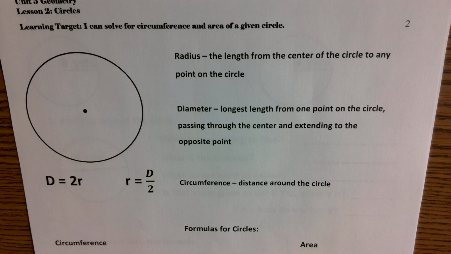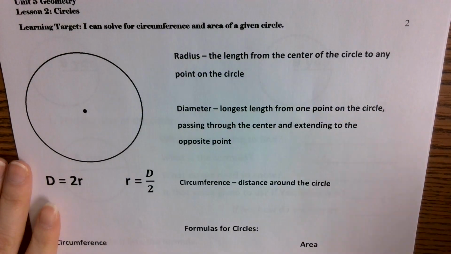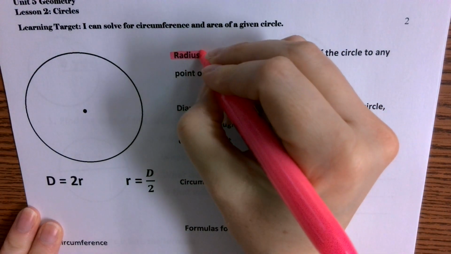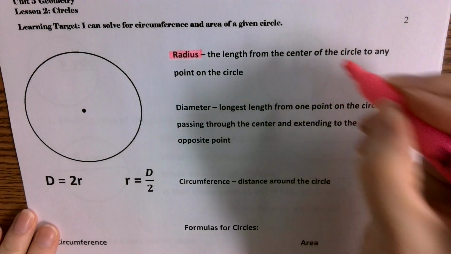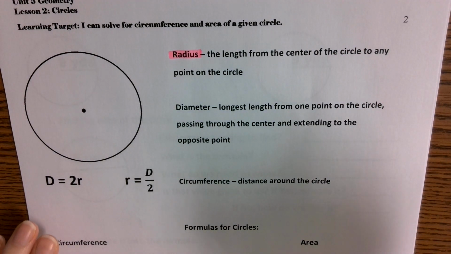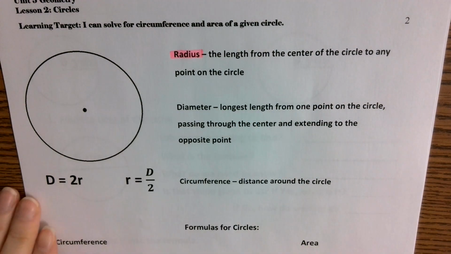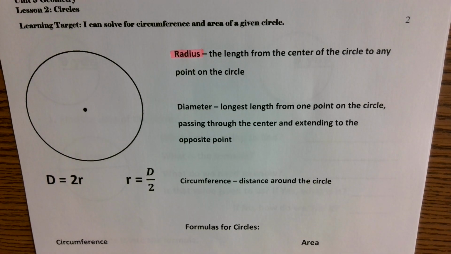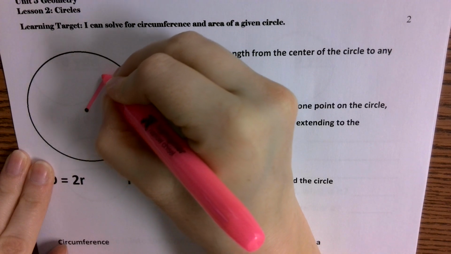So you need to have an understanding of the parts of the circle. So for here, the first word that we're going to talk about is radius. Go ahead and say that, radius. Okay, radius is the length from the center of your circle to any point on the outer rim of the circle. So you're always starting at the center of the circle, and then you are extending your way to the outer rim of the circle.